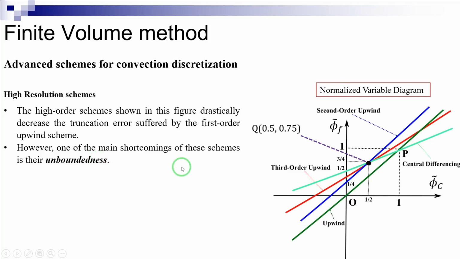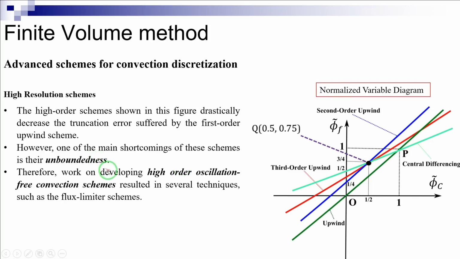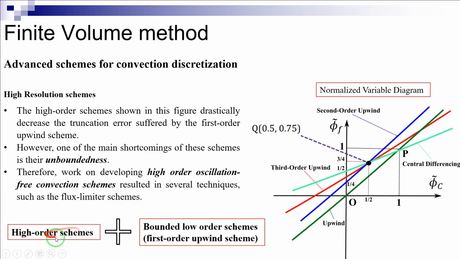Therefore, work on developing high-order oscillation-free convection schemes resulted in several techniques such as the flux-limiter schemes presented earlier. In these schemes, a composite procedure is used where high-order schemes are combined with bounded low-order ones, with the switch between them being controlled by a certain criterion. These composite schemes can be explained within the framework of the normalized variable diagram.